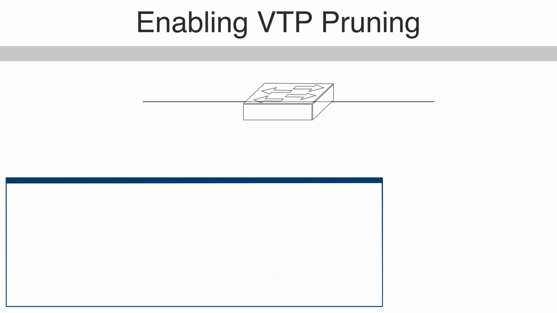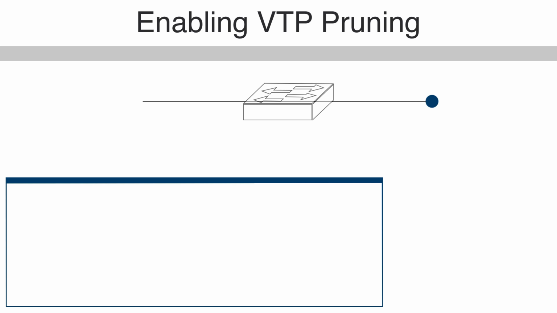Enabling VTP pruning. VTP pruning is not designed to function in VTP transparent mode. If one or more switches in the network are in VTP transparent mode, you should do one of these actions. Turn off VTP pruning in the entire network.